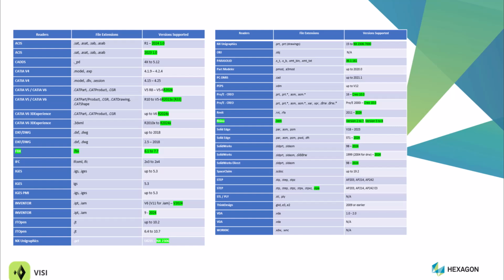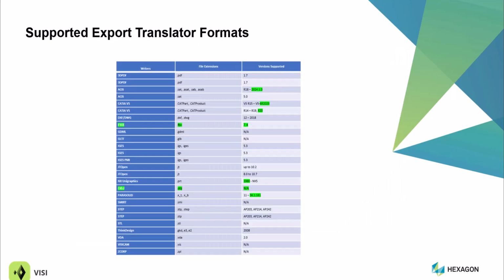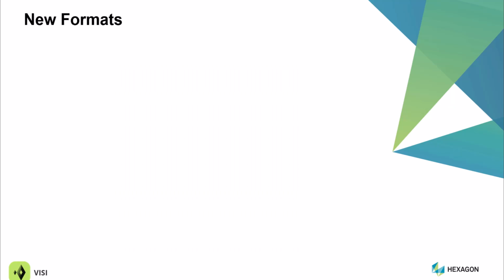Now we're going to talk about what's new with the translators. Just real quickly, for import translators, everything highlighted in green is what is new. Same thing for export translators. You can see everything that is new here.